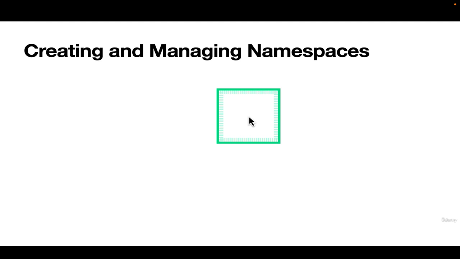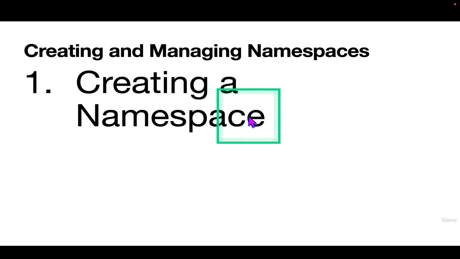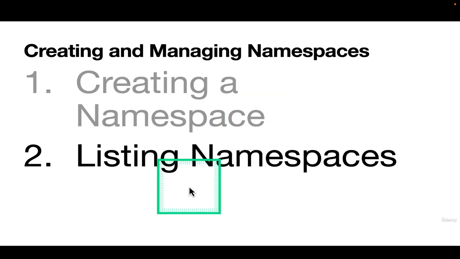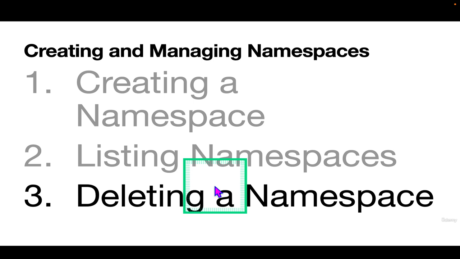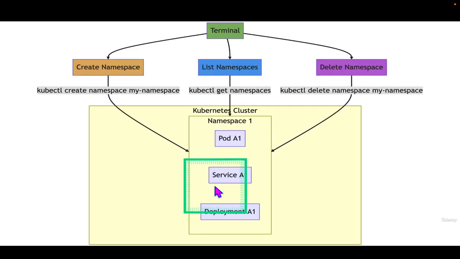Creating and managing namespaces. To create a namespace, use the kubectl create namespace command followed by the desired name. For example, kubectl create namespace my-namespace. Listing namespaces: to list all available namespaces in the cluster, we use the kubectl get namespaces command. And to delete a namespace, use the kubectl delete namespace command followed by the name of the namespace you want to delete. For example, kubectl delete namespace my-namespace.